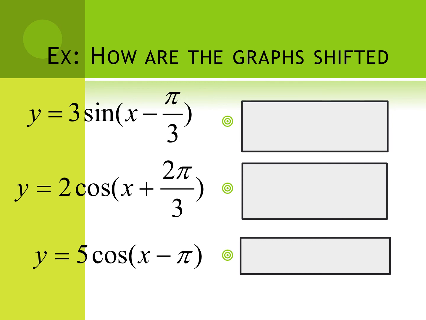For our first example, your c value is again the number that is being added or subtracted to your x value. We can see that we are subtracting pi over 3, and since we are subtracting it, that means we're going to have a shift to the right by pi over 3.